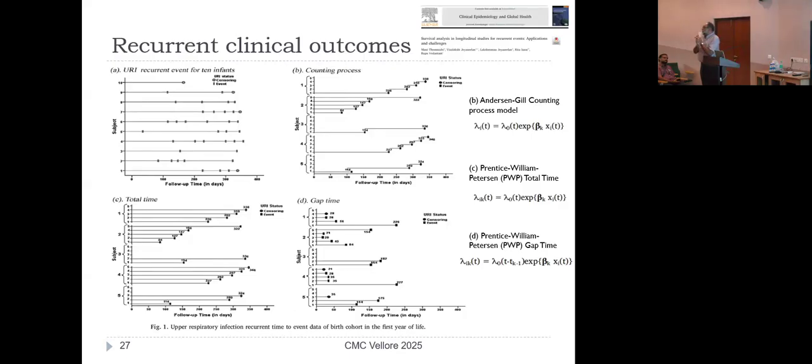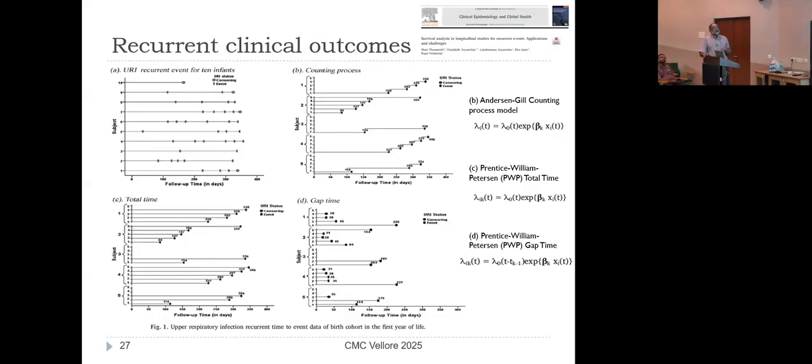The events are within the same child, so therefore they share the characteristics of that child. So therefore they are correlated due to being in the same child. And there are ways to deal with this. The one way that is very common in the literature is called the Andersen-Gill counting process model.